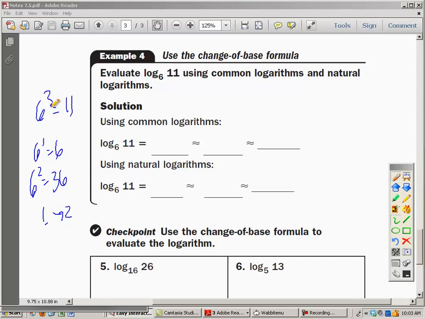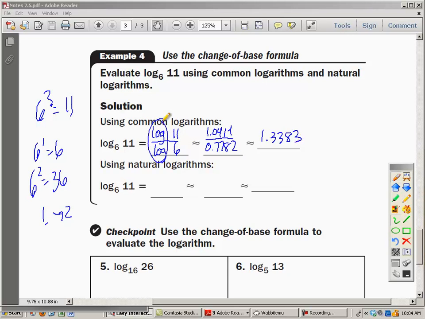Log base 6 of 11 becomes log base 10 of 11 over log base 10 of 6. Now, log base 10 of 11 ends up being something like 1.0414, and log base 10 of 6 comes out to something like 0.7782, which gives something in the neighborhood of 1.3383.